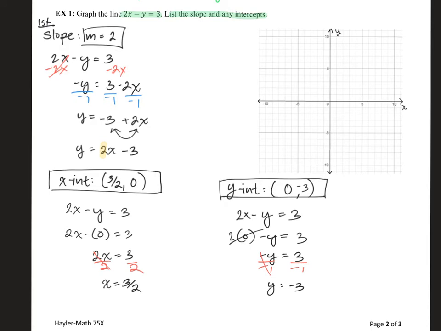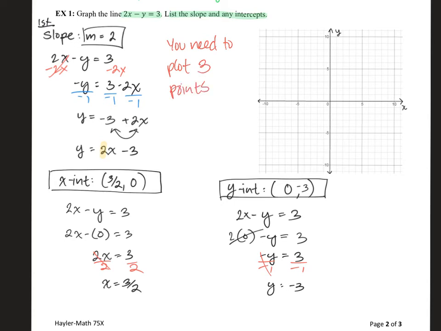So when you're graphing, there's 2 ways you could do it. You could plot one point, one of your intercepts, and then use your slope to count rise over run. Or you could use your y-intercept and your x-intercept, and then use your slope to find a third point. But please note here, you need to have 3 points. I will be checking this on your exam notes. You need to plot 3 points.